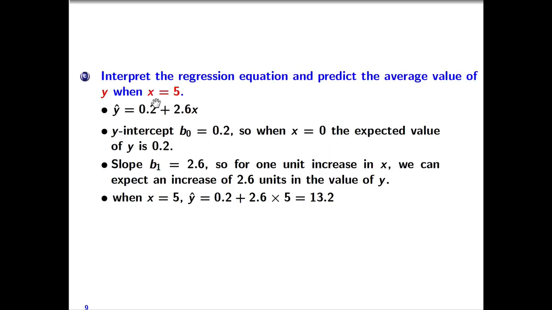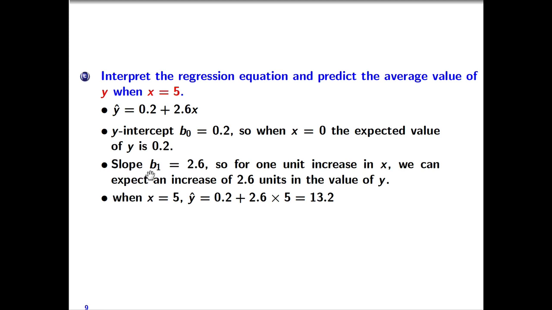Now C, interpret the regression equation and predict the average value of y when x equals 5. So we have our regression equation y hat equals b0 plus b1x, which is 0.2 plus 2.6x, and this y-intercept b0 equals 0.2. So when x equals 0, the expected value of y is 0.2. That's the interpretation for the y-intercept.